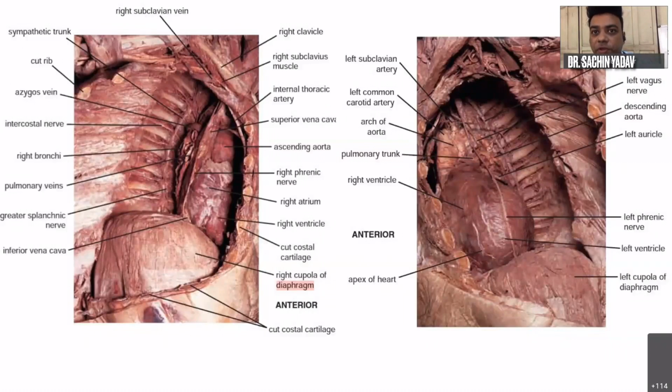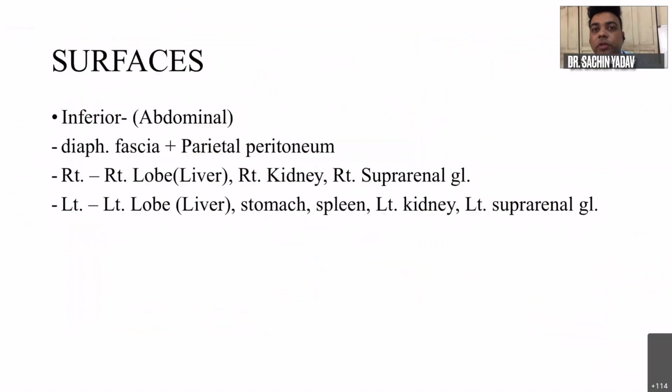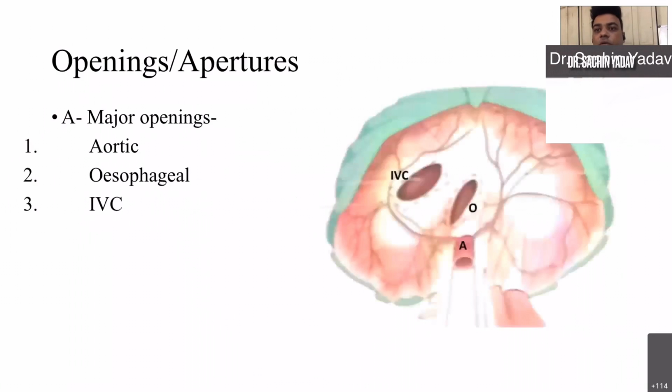The inferior surface, which is the abdominal surface, is covered by the diaphragmatic fascia plus parietal peritoneum. Some parts are covered by parietal peritoneum and some parts are not covered by peritoneum; these are known as the bare areas. On the right side, it is related to the right lobe of the liver, right kidney, and right suprarenal gland. On the left side it is related to the left lobe, stomach, spleen, left kidney, and left suprarenal gland.